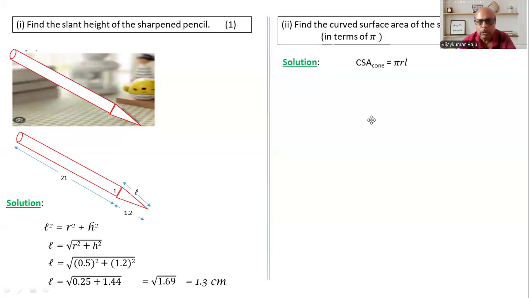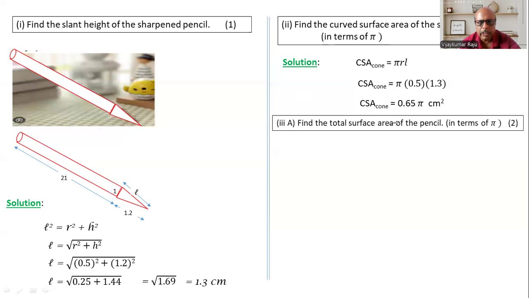Curved surface area of cone. The sharpened part is nothing but a cone. So curved surface area of cone is pi r into L, which is pi into 0.5 into L, which you have calculated here. It is 1.3. So multiply the thing, you get 0.65 pi. That is the curved surface area of cone. Next bit. What should be the unit? Unit should be in centimeter square because it's the surface area. So always don't forget to write the units.